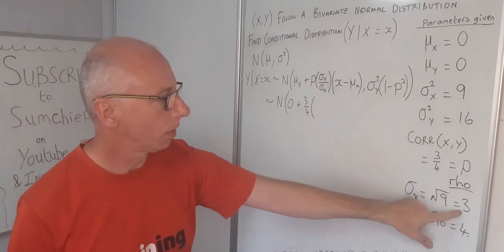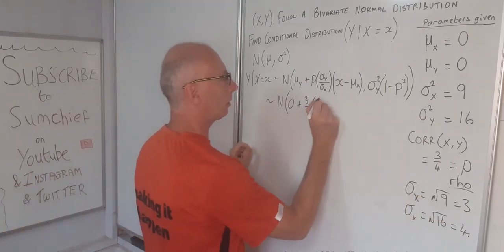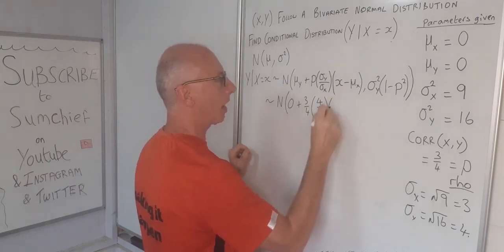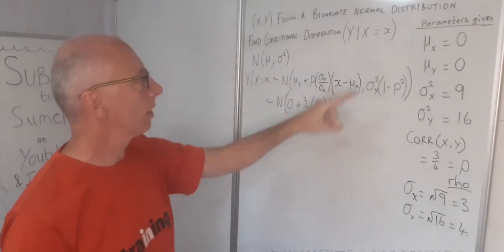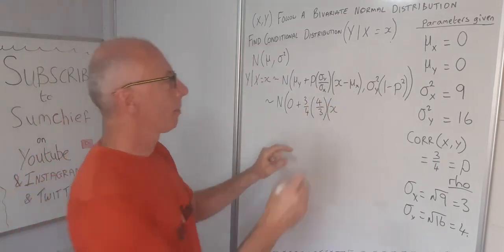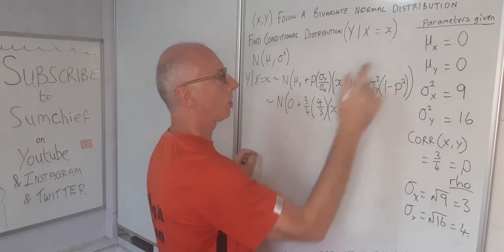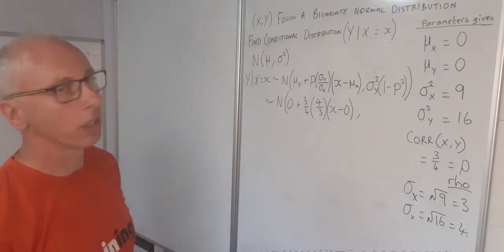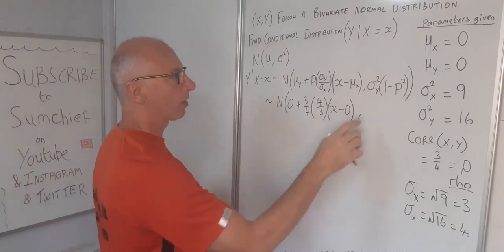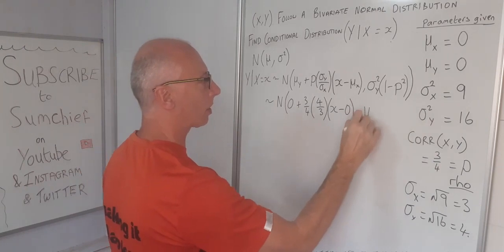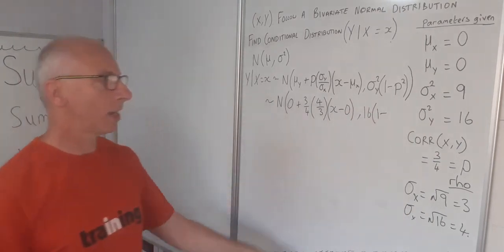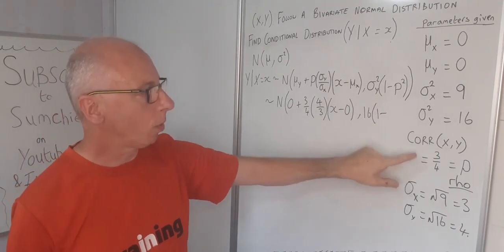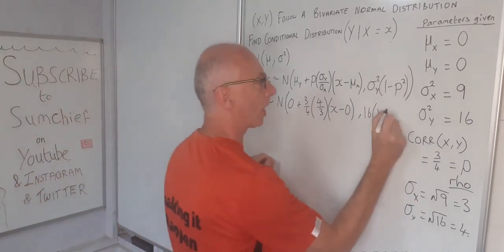So now I've got 4 divided by 3. And then I've got x minus, so x is the random variable value that we're assigned, so that just stays as an x, and then we subtract the mean of X, which is 0. So that's going to take care of the mean of this conditional distribution. Now we need the variance. So sigma squared of Y gives us 16. And now we've got to multiply this by 1 minus rho squared, so 1 minus 3/4 squared.